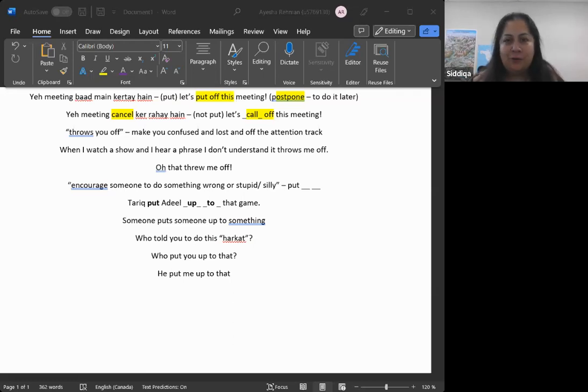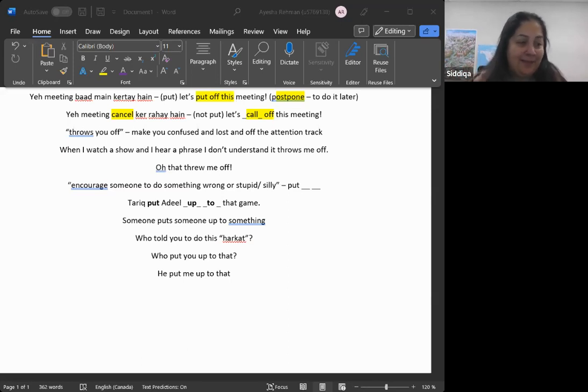But if you're praying, I'm not going to ask you who put you up to that, because I'm not going to imply that something is bad. So if you're doing something wrong, right, then I will say, tumhe kisne kaha ye harkat karo? When I say this, I am implying that this harkat is not good, it's wrong, it's stupid, right? Is that clear, guys?